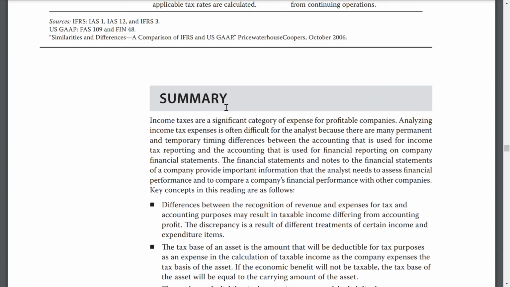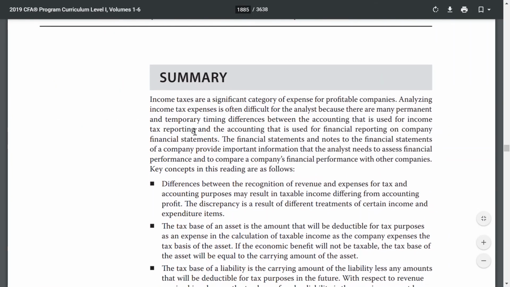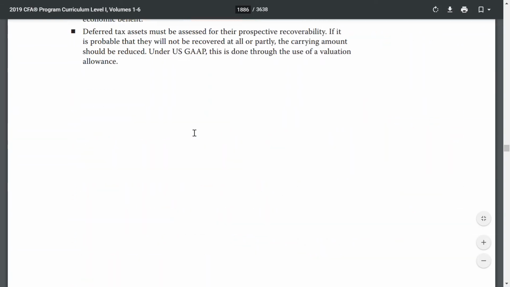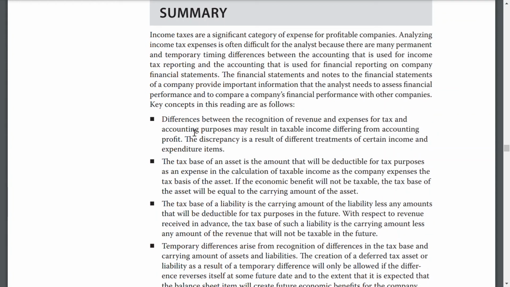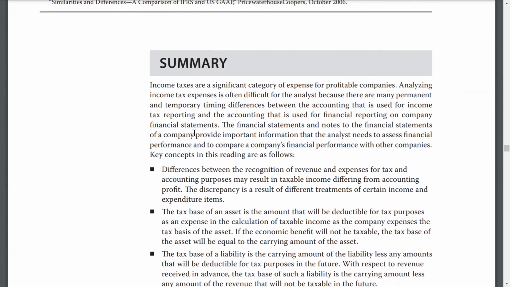Summary: income taxes. Okay, summary. Income taxes are a significant category of expense for profitable companies. Analyzing income tax expense is often difficult for analysts because there are many permanent and temporary timing differences between accounting that is used for income tax reporting and accounting that is used for financial reporting on companies' financial statements.